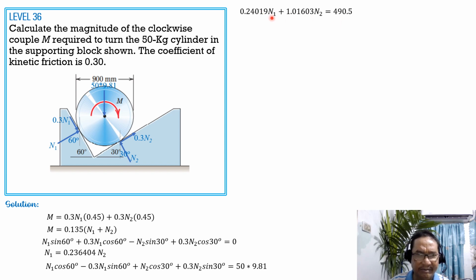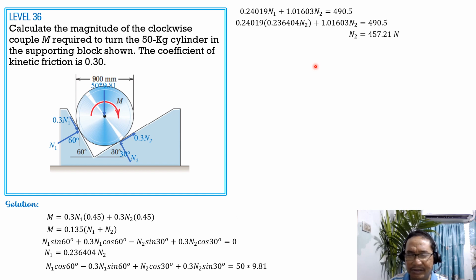Since N1 is in terms of N2, substitute 0.236404 of N2 for N1: 0.24019 of 0.236404 of N2 plus 1.01603 of N2 equals 490.5. Solving for N2, N2 is equal to 457.21 newtons. So having found N2, we can solve N1. N1 is 0.236404 of N2, which is 457.21. So N1 is equal to 108.09 newtons.